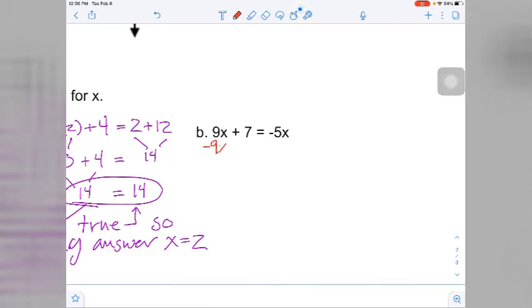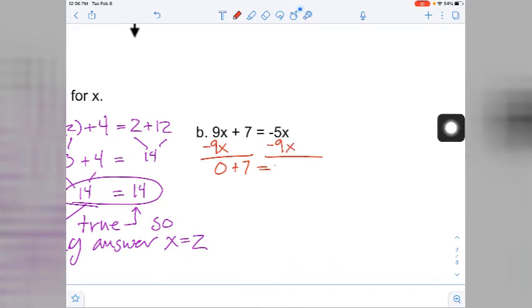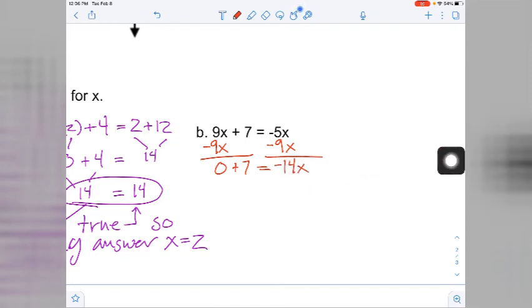I am going to subtract this 9x because I just know from experience that the fewer things I have to move, the less work I have to do. So 9x minus 9x becomes 0. So this is 0x, which is just 0, plus 7 over here. So this side is 7. And then negative 5 minus 9x is going to equal negative 14x. A lot of people missed this part here and they thought this was 4x. That threw a lot of people off. And some people thought this was positive 14. That also threw people off on their answers.